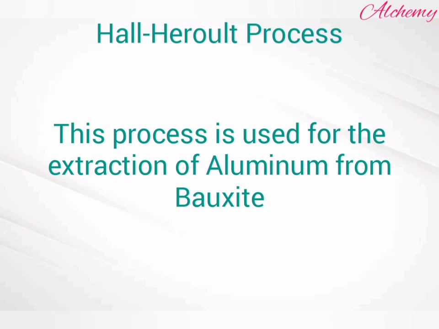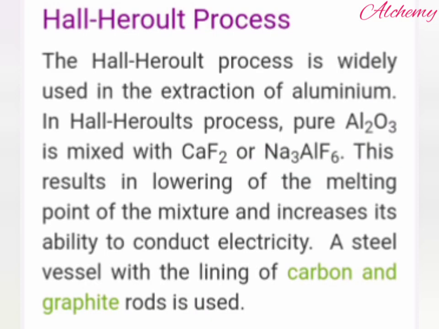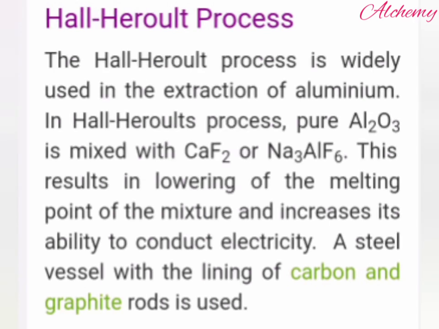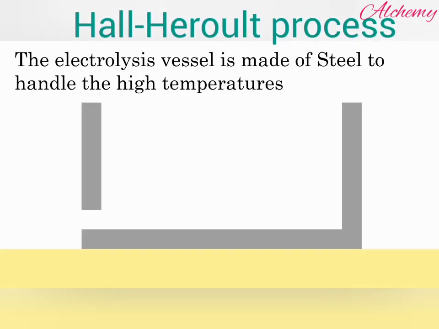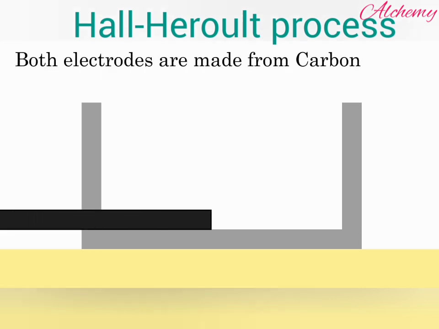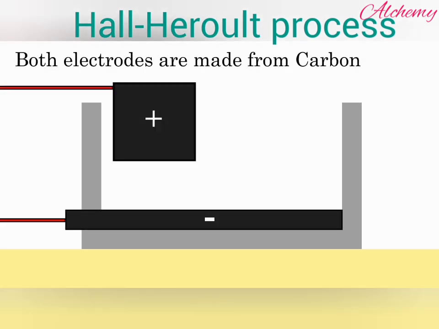Hall-Héroult process is used for the extraction of aluminium from bauxite ore. In the Hall-Héroult process, the aluminium oxide is mixed with cryolite and fluorspar. This results in the lowering of the melting point of the mixture and increases the ability to conduct electricity. The electrolysis vessel is made up of steel to handle the high temperature. Both the electrodes are made from carbon.